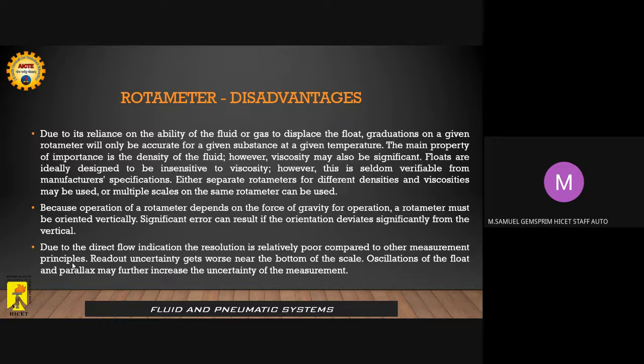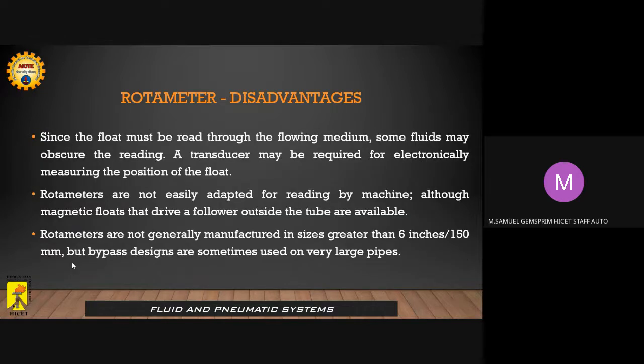The next thing is that the direct flow indication is relatively poor because it is not showing you the exact values. This is the most economical and cheapest form of system. Thereby, it is not used in highly accurate conditions. And the float is flowing through a medium, so in order to get an electronic signal, a separate electronic transducer is needed. Only then is it possible to measure it or bring it to any kind of electronic system.